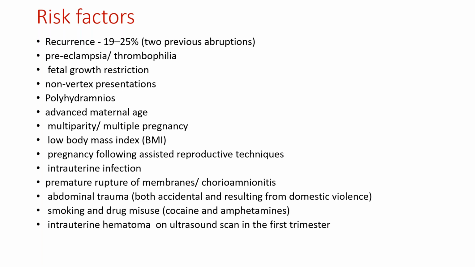Then any kind of abdominal trauma, both accidental or domestic violence, which leads to uterine trauma and placental separation. Then smoking and drug misuse, whether the drugs are cocaine or amphetamines, and intrauterine hematomas on ultrasound scan in the first trimester. So this is also a risk factor for placental abruption later on in pregnancy, like in the third trimester. So these are the risk factors of placental abruption.